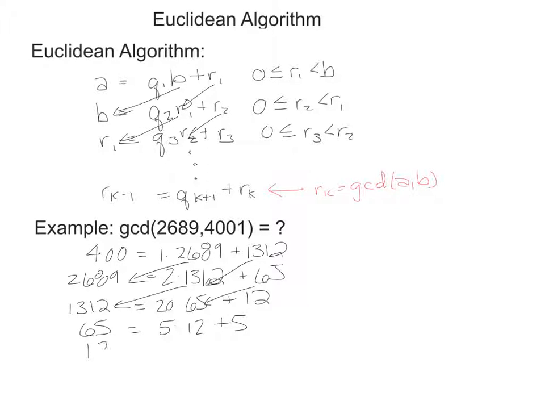We move the 12 over, is equal to 2 times 5 plus 2. Move over the 5 is equal to 2 times 2 plus 1. And now we have 2 equals 2 times 1 plus 0, and backing up, 1, this last remainder is our greatest common divisor.